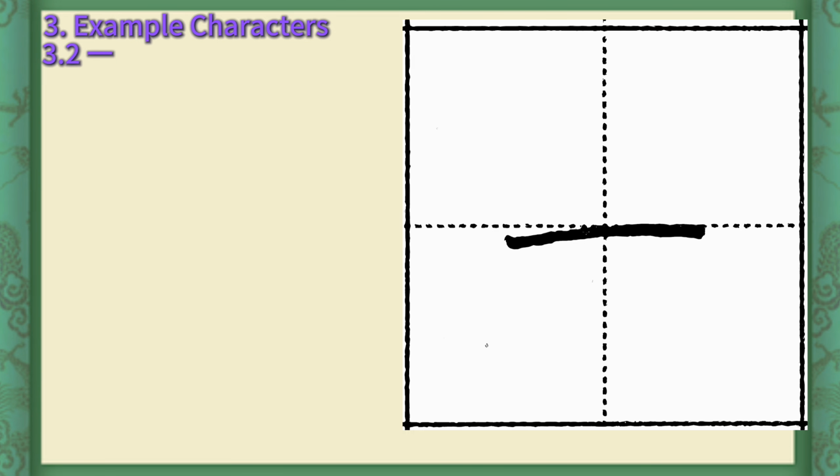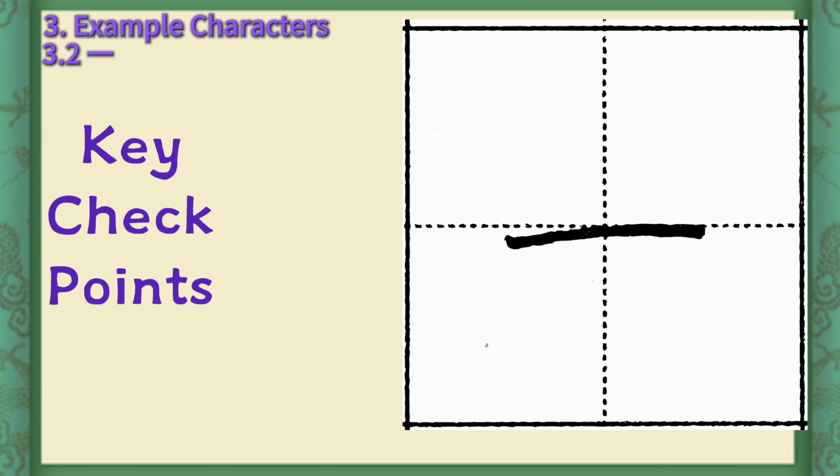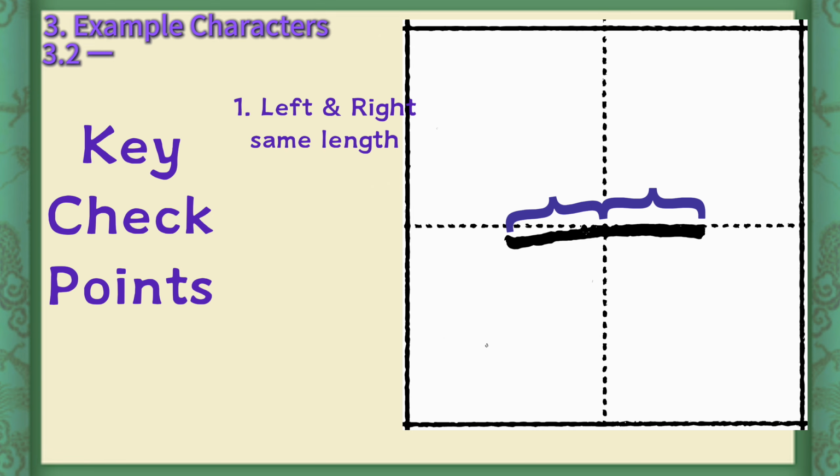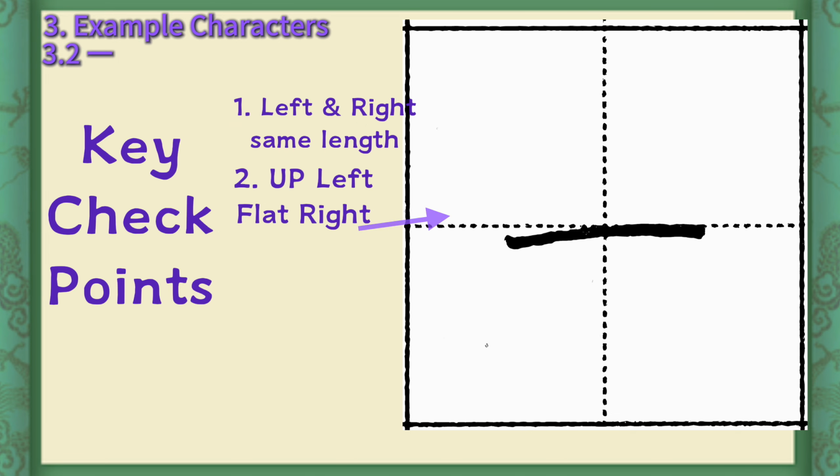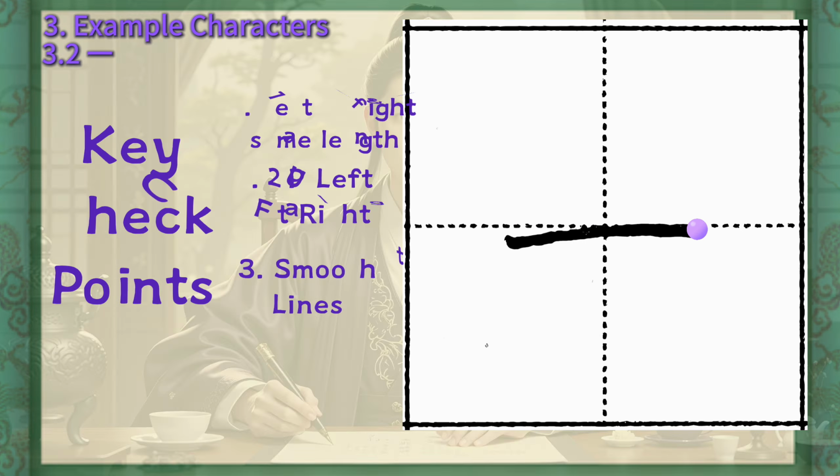So for us self-taught learners, here are key self-check points. First, the lengths of both sides are almost equal. Second, the long Heng goes upwards in the first half and becomes flat in the last half. Third, the stroke is smooth.